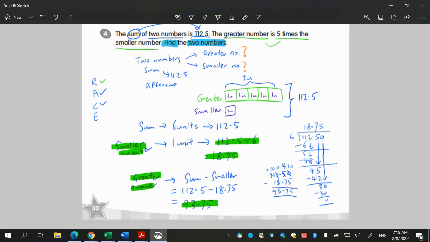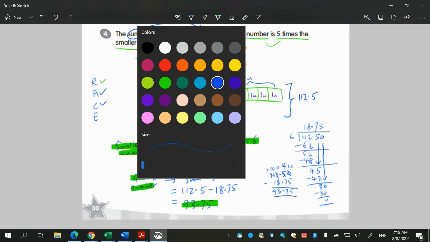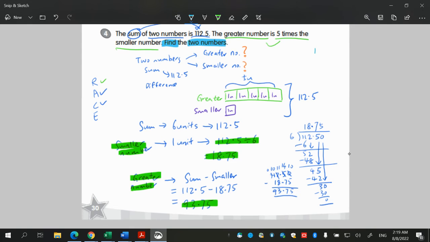Okay, 5 units. So let me just do a quick check, see whether I got this right by doing working at the side. If the smaller number is 18.75 and the greater number is 5 units of that, check my regrouping. Okay, very good. It gave me the same answer. So I've got both the two numbers, the smaller number being 18.75 and greater number 93.75. Okay, thank you for watching.